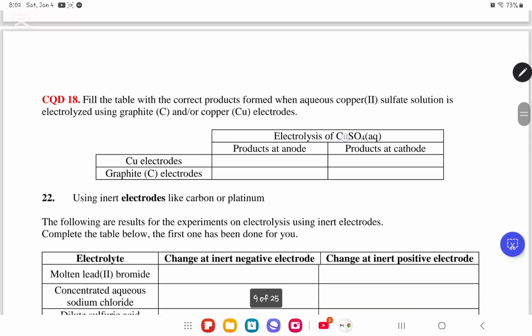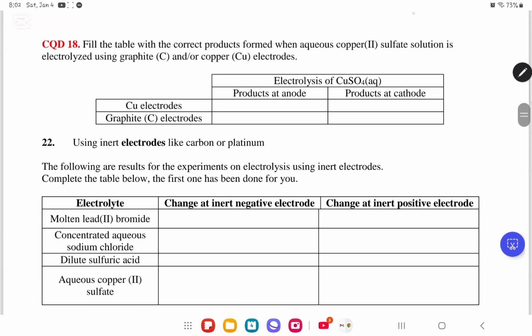Alright, so now we move on to CQD number 18. Here they told us, fill the table with the correct products formed when aqueous copper sulfate solution is electrolyzed using graphite and copper. Here's the thing, when we are using electrolytes, the electrodes are supposed to be inert. Inert, for example, in statement number 22, they can be carbon or platinum. Inert means they do not have a charge, so they will not react with the others.